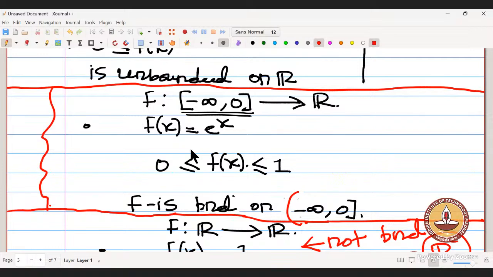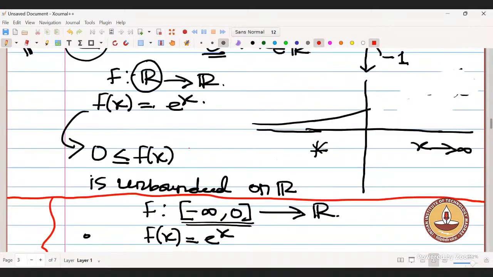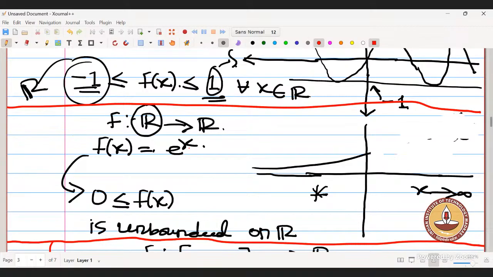If it has both an upper limit as well as a lower limit, then you can say that the function is bounded. So for example, see the difference. Now you consider this function from R to R, f of x is equal to e power x, right? If you consider this function, you draw the graph. Yes, this is the graph of e power x.